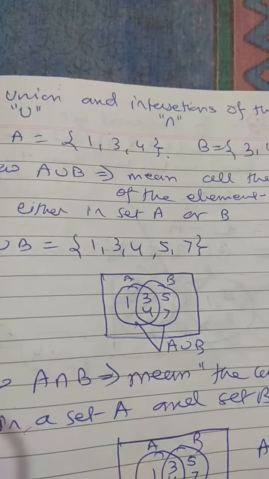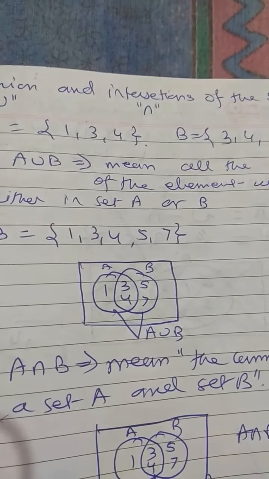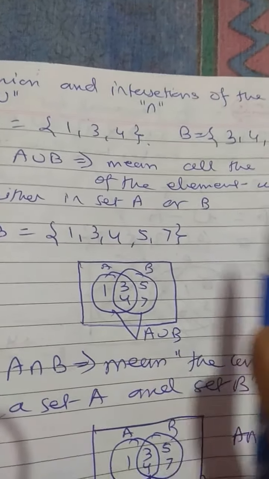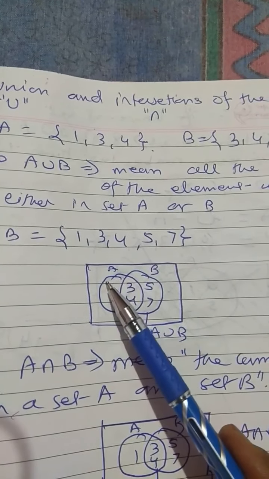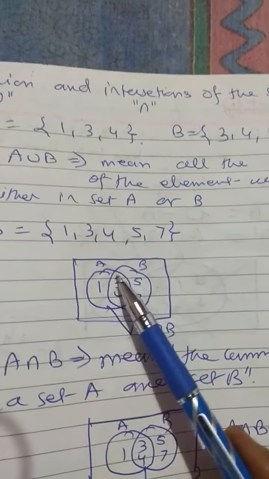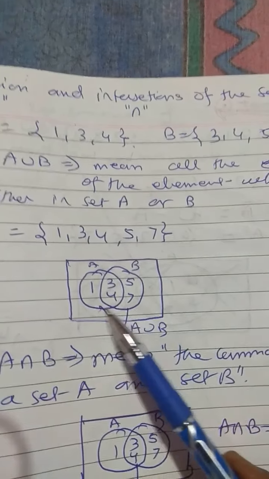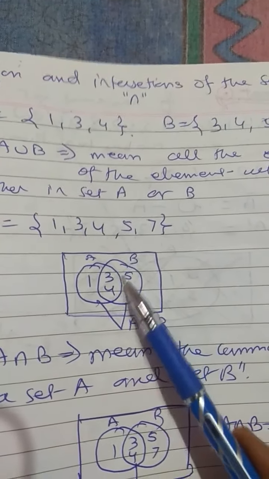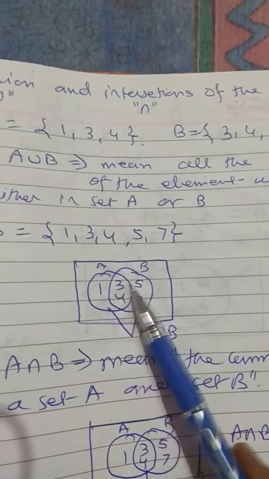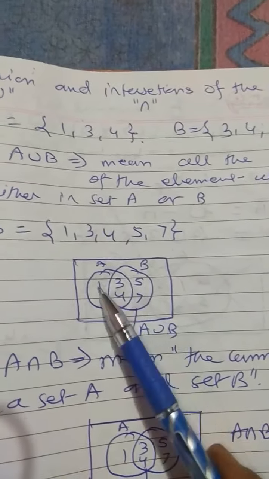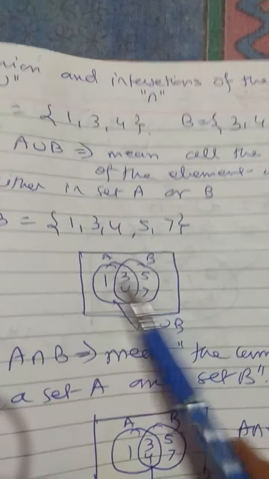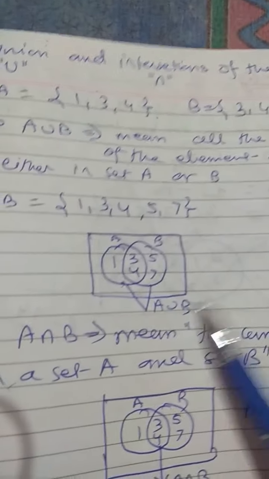So A union B has the elements that are in set A as well as in set B. That is the Venn diagram of A union B. Set A is 1, 3, 4 and in set B the elements are 3, 4, 5, 7. 3 and 4 are common there, and all this part is called A union B, that represents A union B.